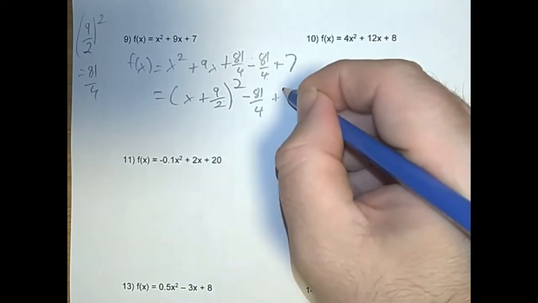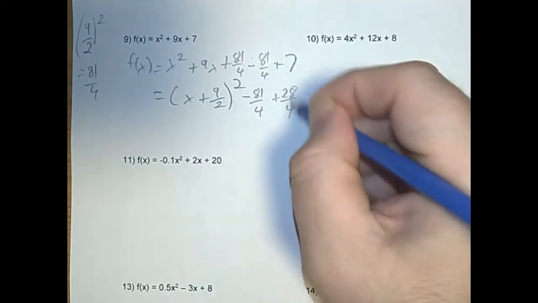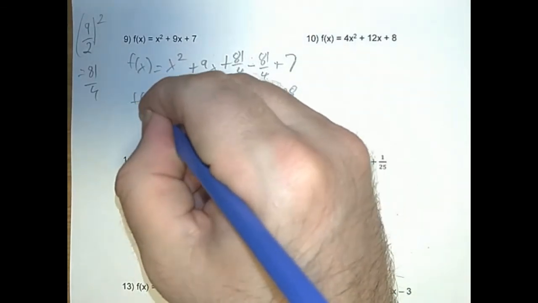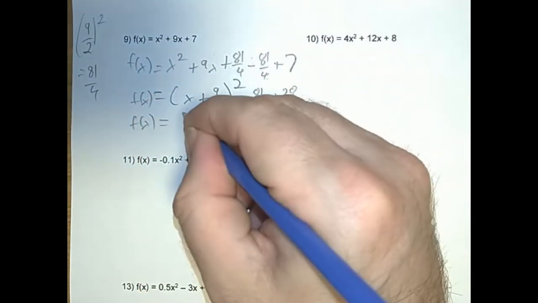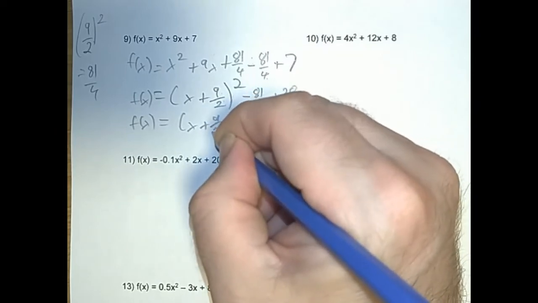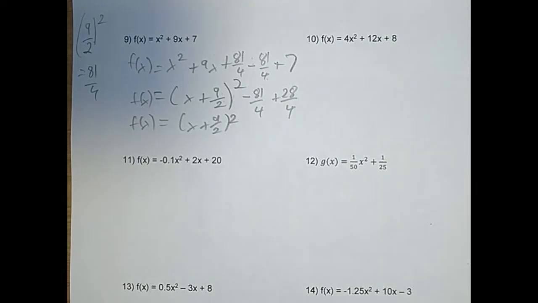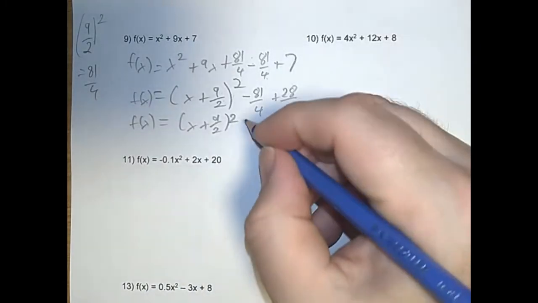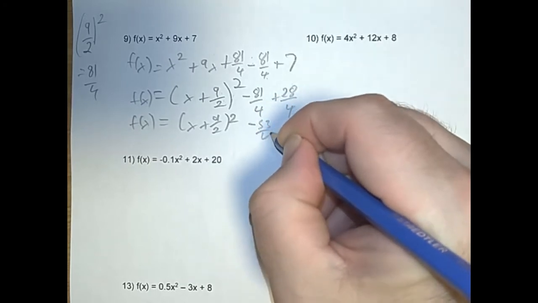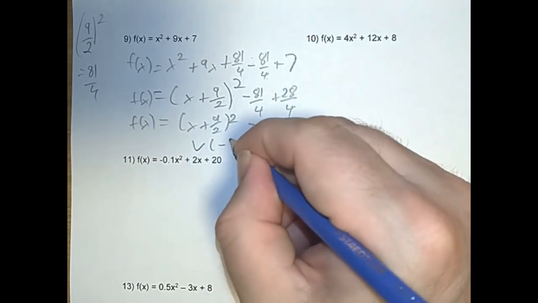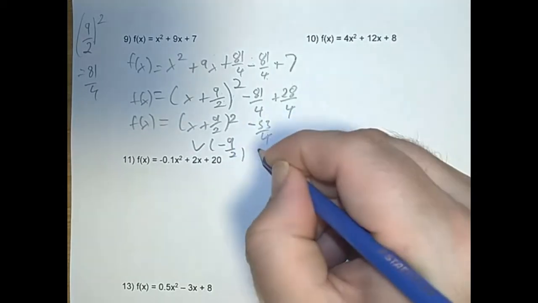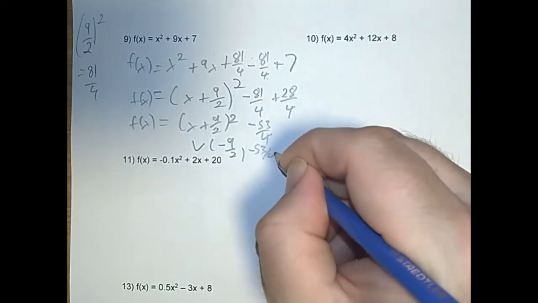7 times 4 plus 28 over 4. I just found a common denominator. And you can use that key on your calculator if you want. And now, negative 81 subtract 28. That I don't know off the top of my head. Add 28. Not subtract. Negative 53. Okay, so my vertex is the opposite sign, comma, negative 53 over 4.